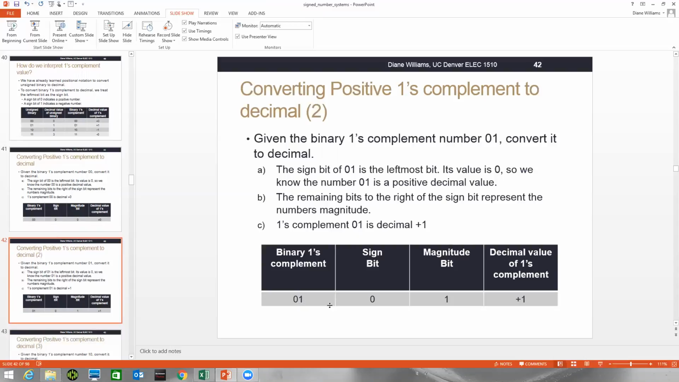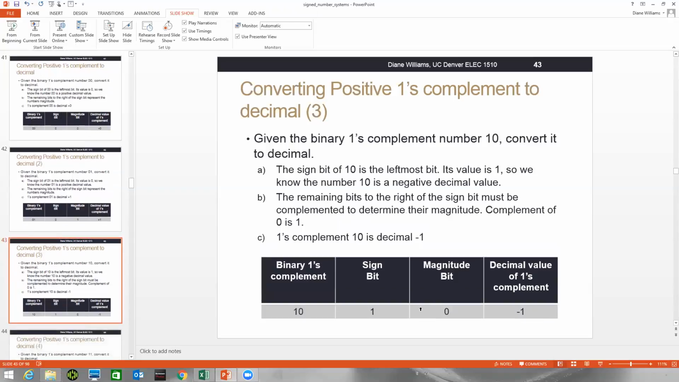We wrote down the binary ones complement. We said, let's take a look at the sign bit. The sign bit is 0. We know that's a plus sign, so then we just convert the magnitude to decimal. The only time we need to perform the complement here, when going from binary to decimal, is when we have a negative sign. So now we have this binary number. The sign bit in this case is a 1. So we have to then take the remaining bits to the right and complement them. And then we take the magnitude of this. So here was the 0 in our magnitude bit. The complement of that was a 1, so we end up with a minus 1.